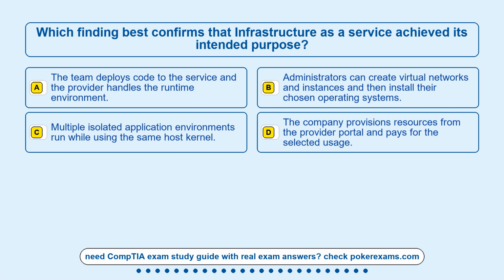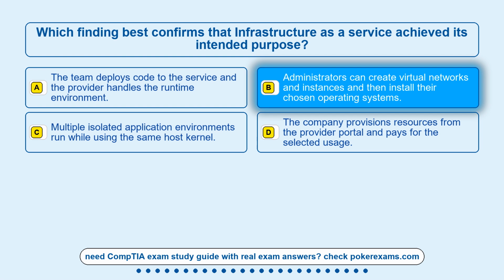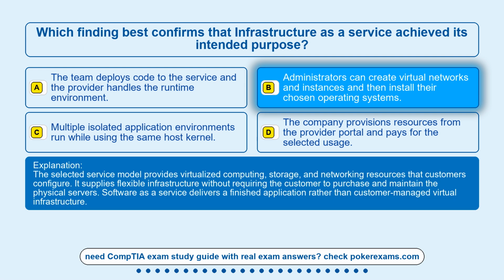Option D. The company provisions resources from the provider portal and pays for the selected usage. The correct answer is option B. Administrators can create virtual networks and instances and then install their chosen operating systems. The selected service model provides virtualized computing, storage, and networking resources that customers configure. It supplies flexible infrastructure without requiring the customer to purchase and maintain the physical servers. Software as a service delivers a finished application rather than customer-managed virtual infrastructure.